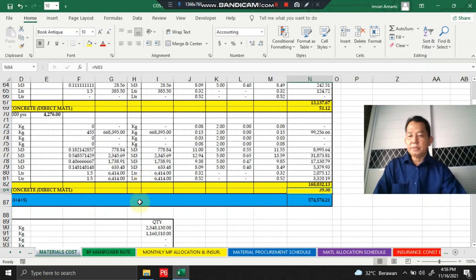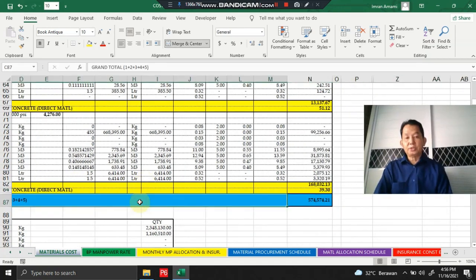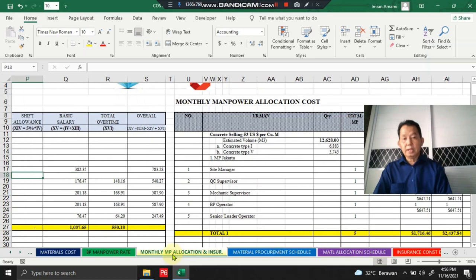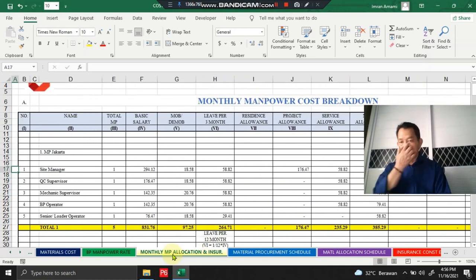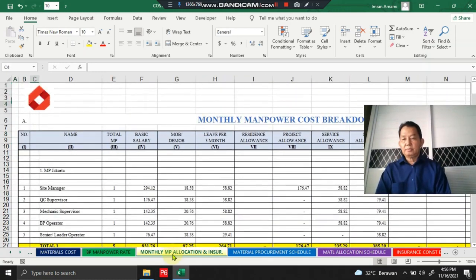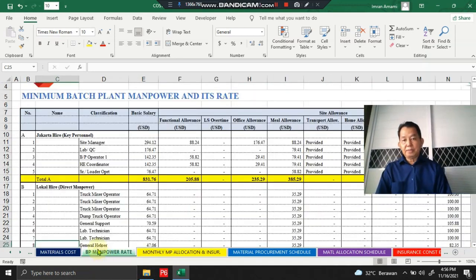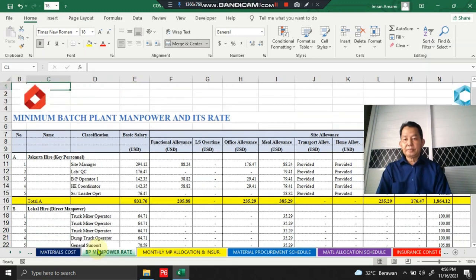And then we found the grand total of the total price here. Okay, now we jump to another section, or another worksheet. As seen on the screen here, we compose monthly manpower, minimum base plan manpower and its rate.